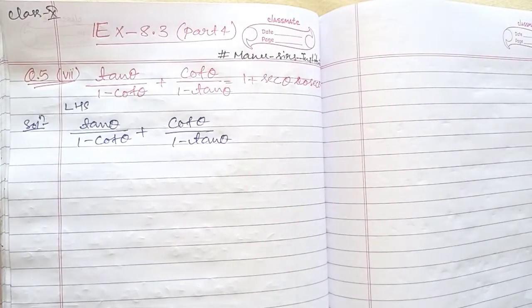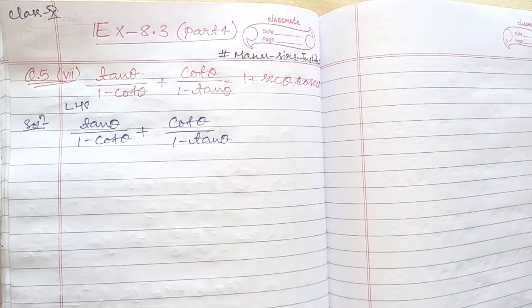Today I am going to start exercise 8.3 part 4. Before this I taught you part 1, part 2, part 3 from exercise 8.3. So many questions I have solved. You can click on the I button and see the videos I have uploaded for part 1, part 2, part 3, or you can click the link given in my description box. From there you will learn so many things about exercise 8.3. So now we will start.